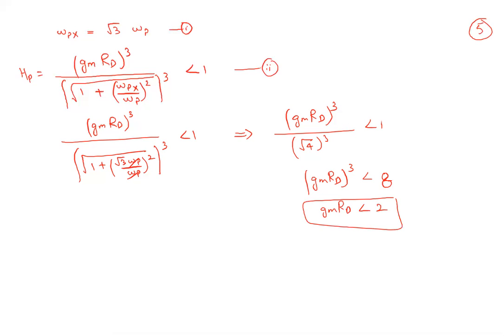So this is a condition. In order for the system to be stable, my open loop gain of individual stages should be less than 2, or the net open loop gain, GMRD, should be less than 8. So that's the condition for stability.